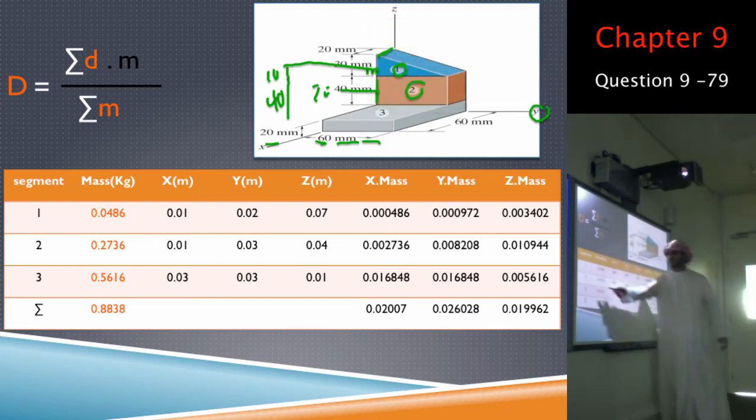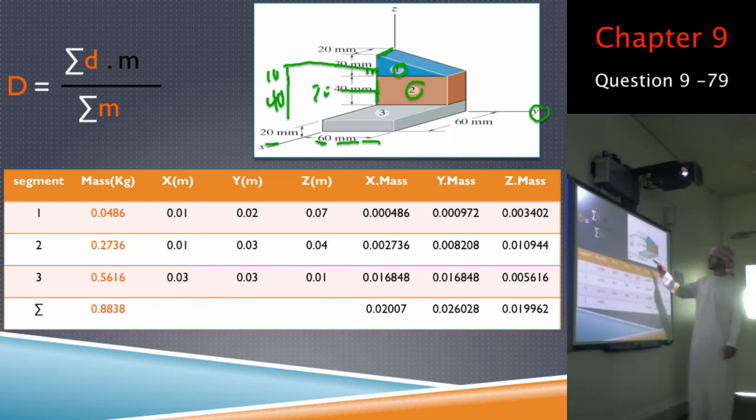We will go to block 3 and do the same. For the x, it's 60 now, and divided by 2, it will give us 30, converted to meters, 0.03. And for the y, it's the same, 60 divided by 2, 0.03. And for z, only 20 now, divided by 2 will give us 10. It becomes 0.01 meters.